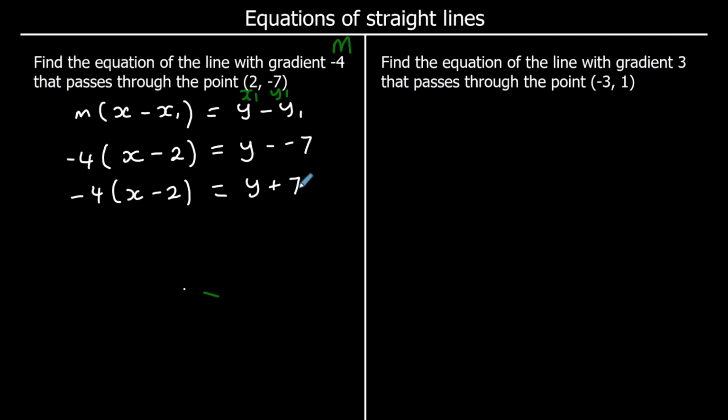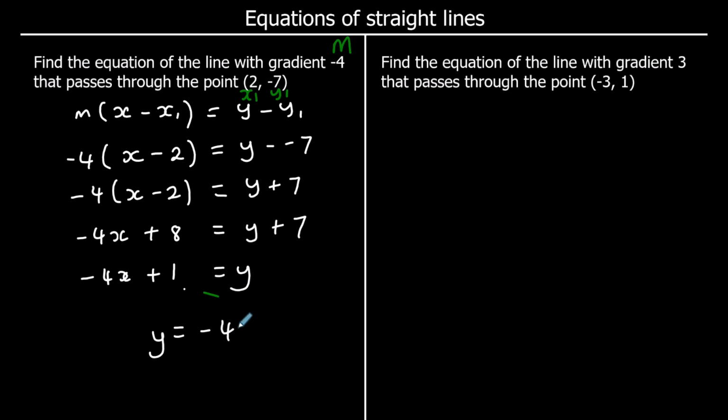I can write it in whatever form I want. So if I expand the bracket, multiply by negative 4, so negative 4x plus 8 equals y plus 7. I can then make it y equals mx plus c by taking 7 away from both sides, or I can take everything to one side and make it ax plus by plus c equals 0. Let's take away the 7. So we've got y equals negative 4x plus 1. So we've got a gradient of negative 4 and a y-intercept of 1.